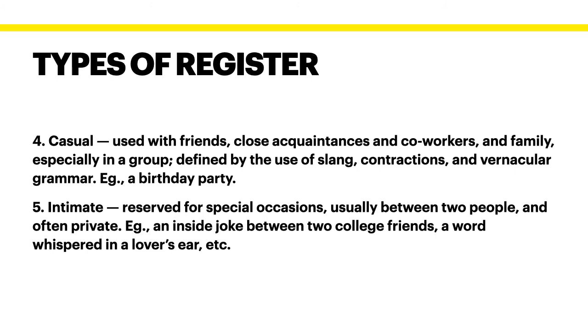And what also distinguishes intimate from casual language is the fact that while casual language can be used in groups, as we mentioned, intimate language is usually used between two people. If you have very close friends, maybe 2 or 3 people, but usually not more than that. Usually it is between 2 people, and often the things that are said using this intimate register are extremely private.